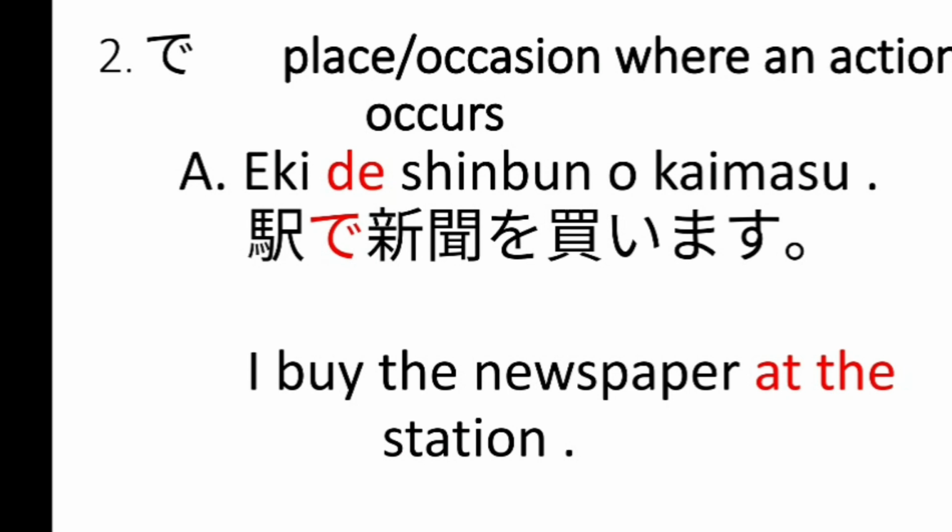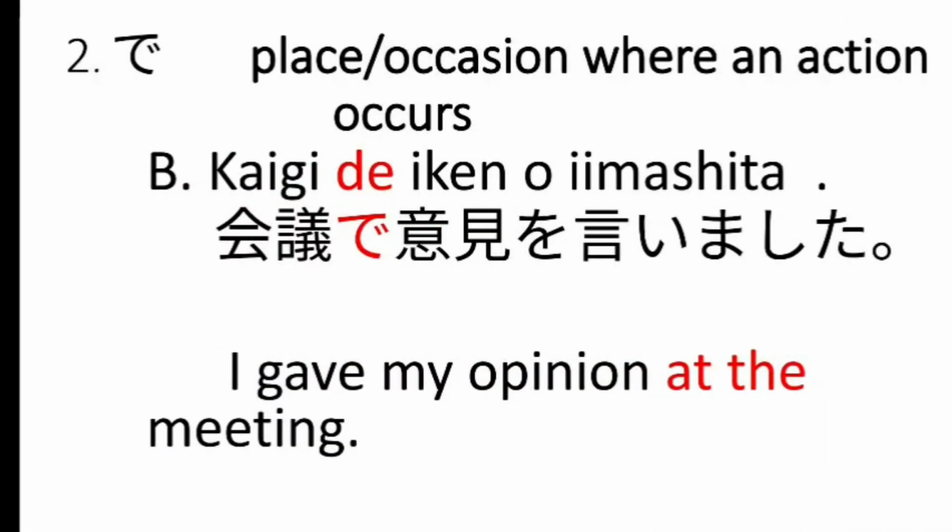Another example. A while ago, we had a place. This time, this is an occasion, because kaigi means meeting. So you're having a meeting. So, kaigi de iken o iimashita. I gave my opinion at the meeting.